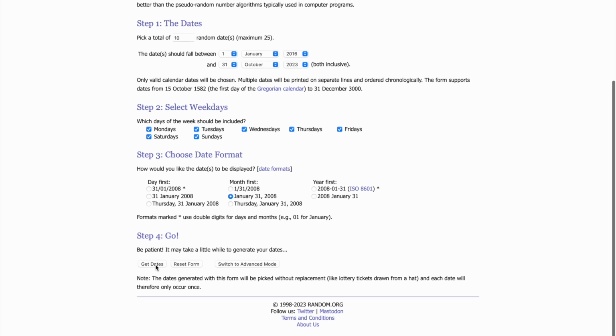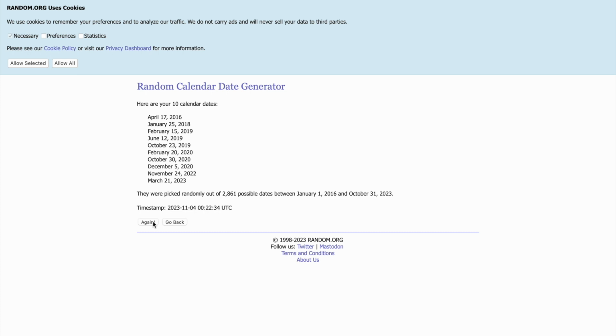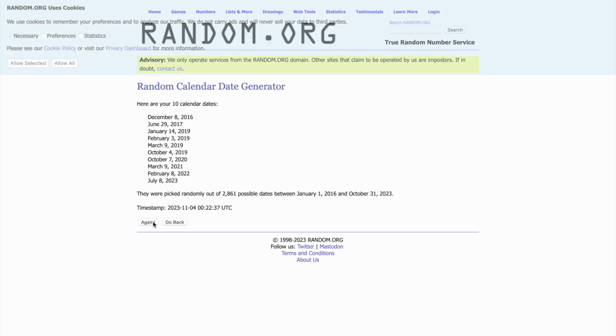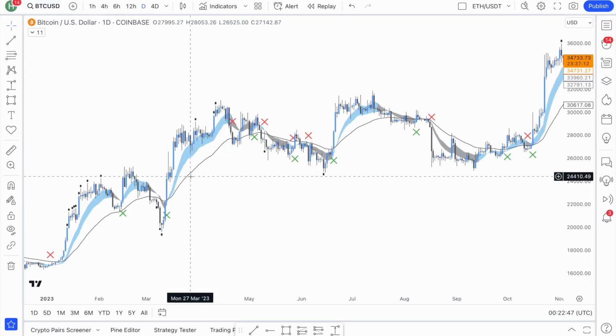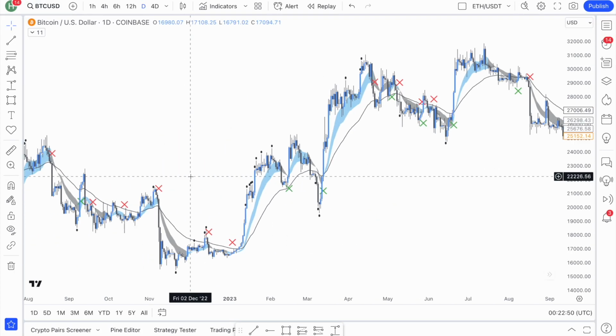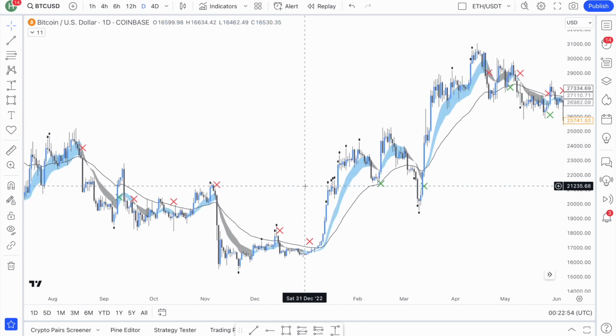All right, so we are going to get dates. All right, so those are our dates that we're going to work with. And again, I'm just going to keep doing these just to prove that they are random. And so that's what I got going on. I'll hit that again to start it. And so what that's going to look like is, let's say I have November 4th, 2016.